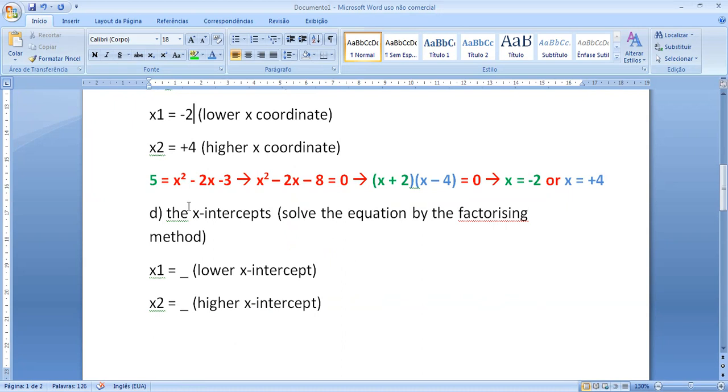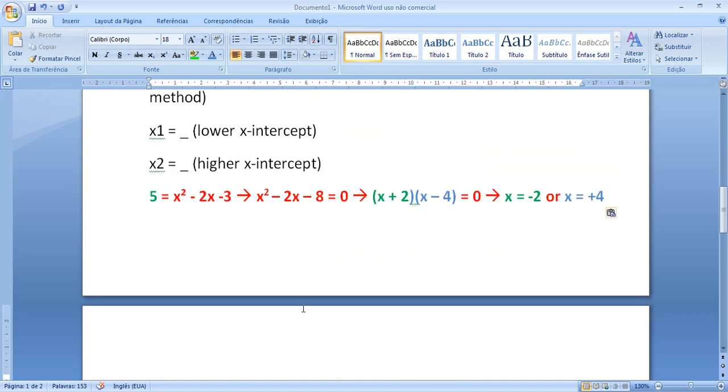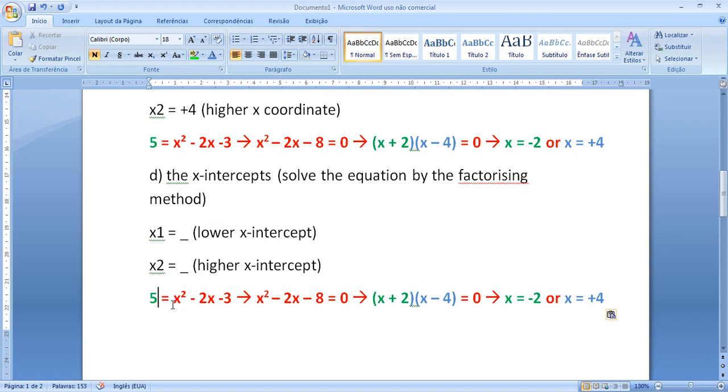Let's do the same now to find the x-intercepts. Actually, I'm going to copy the line because it's very similar. But instead of 5, it's equal to 0 that we put here. So now I have to think of numbers which, when multiplied, give minus 3, and when added, give minus 2. As I can see, I'm gonna have a positive and a negative one, and the greatest value is going to be negative. So let's go for it.